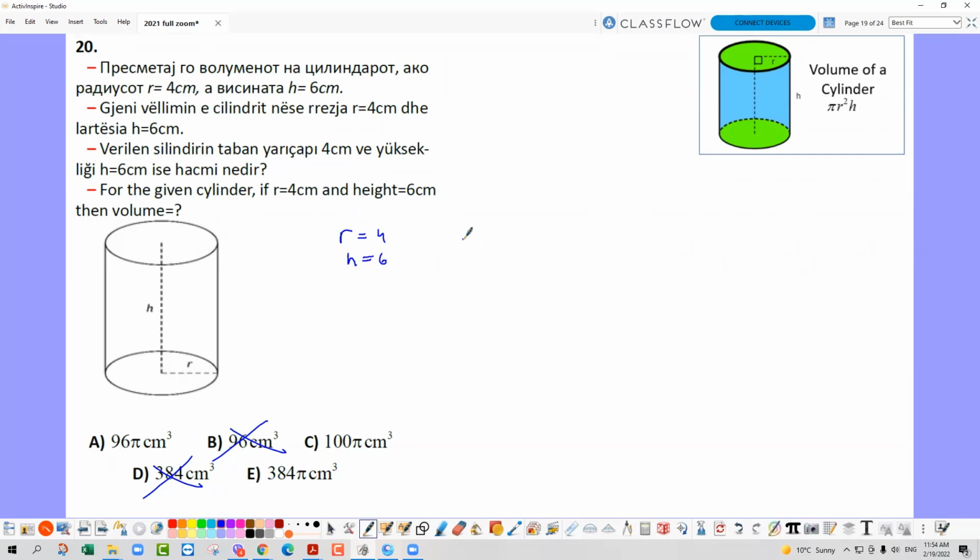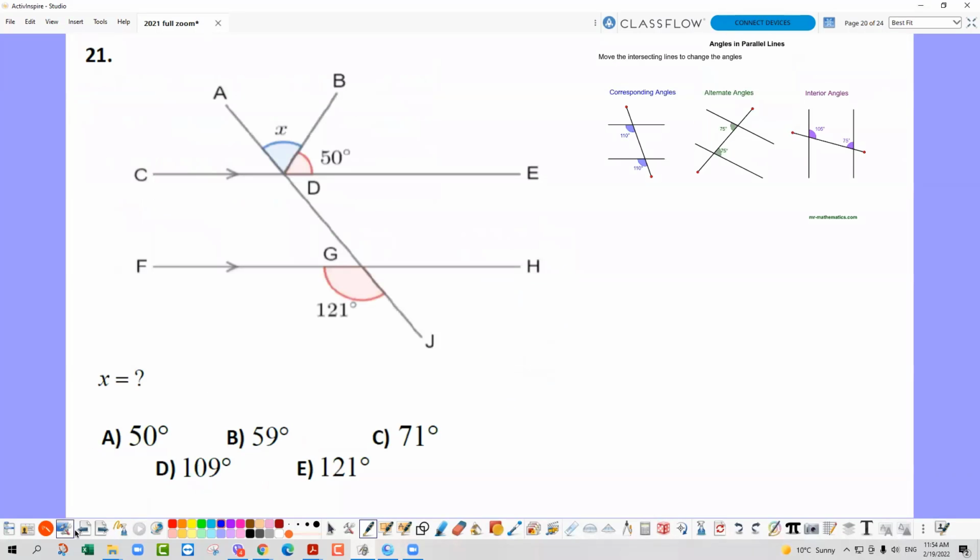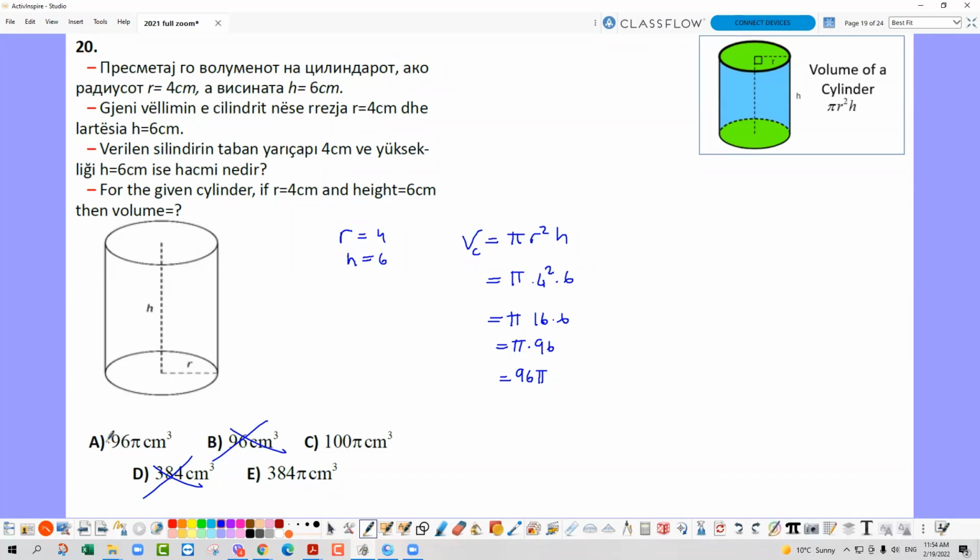So with respect to the cylinder, the volume of the cylinder is equal to pi r squared h, which is equal to pi times 4 squared times 6, which is equal to pi times 16 times 6. 16 times 6 is equal to 96. So pi times 96, or 96 pi, is going to be the answer of the question. 96 pi. Here, this is the answer.